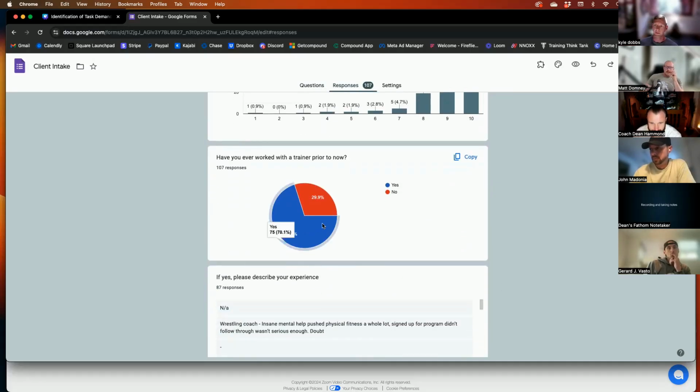70% of the people that have filled this out have worked with a trainer before. That's a valuable piece of data in my eyes, because it allows me to better understand the training age and training history of the people that are coming to me. It also opens up some questions of, why aren't you working with your last trainer? Right? What happened? What went wrong?